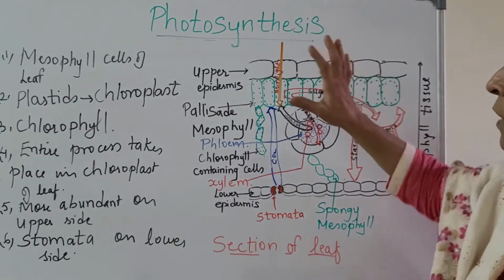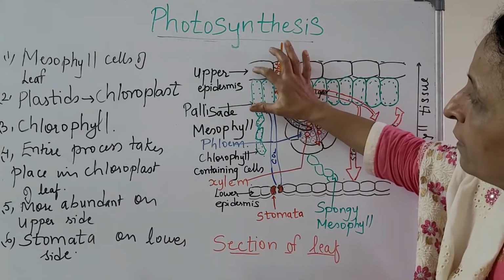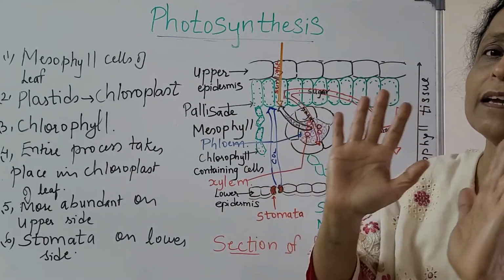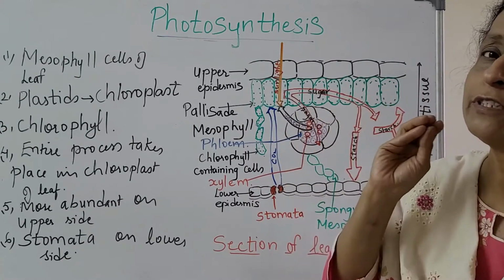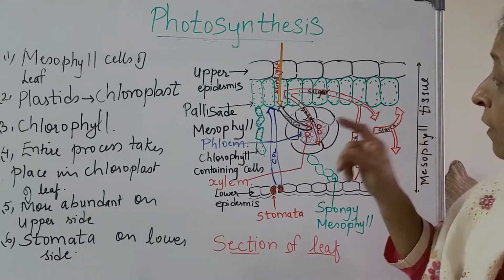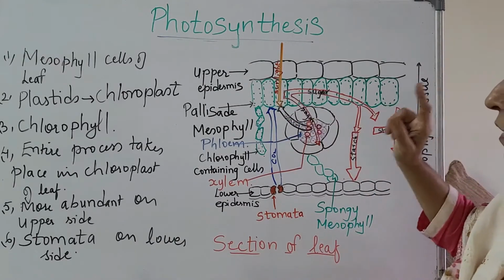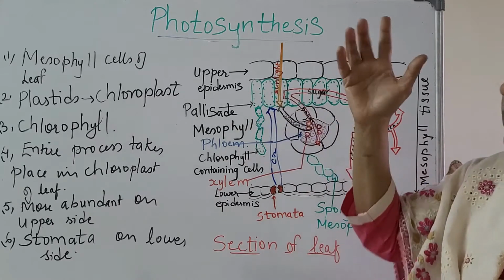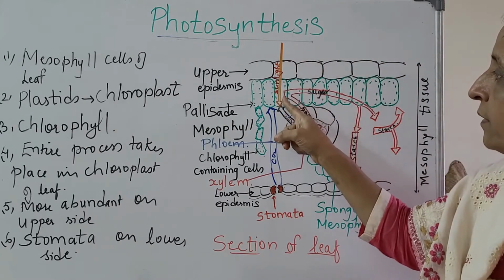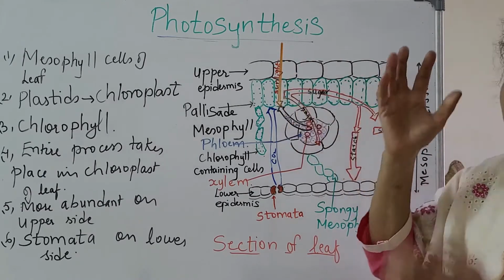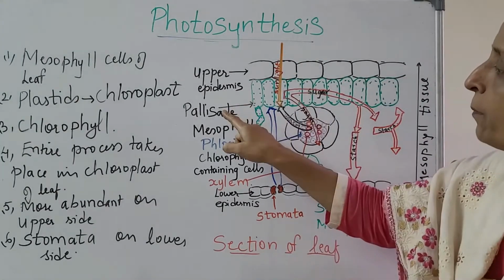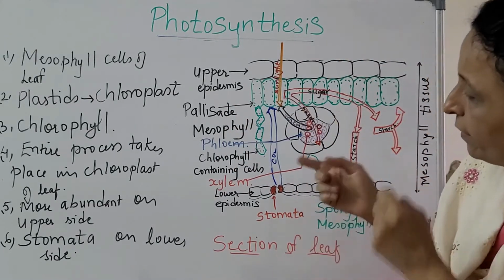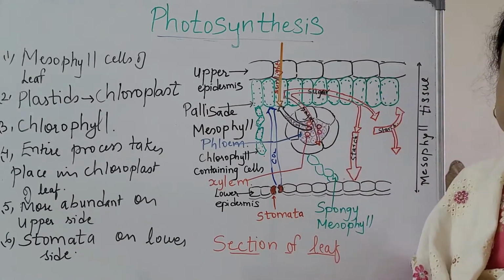Let's see how. So now here this is palisade mesophyll, green in color. They are the cells which are going to synthesize food. Now stomata will bring carbon dioxide and chloroplast will absorb sunlight. You can see the orange color, that's sunlight which is absorbed by palisade mesophyll. So absorption of sunlight, carbon dioxide reaching here.